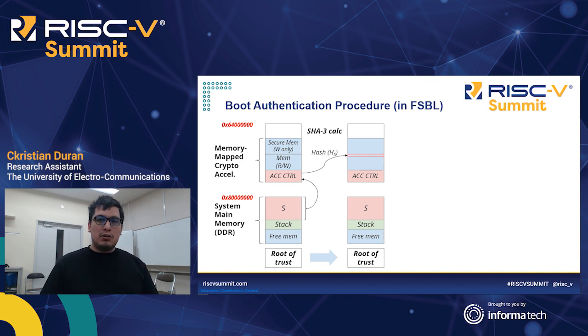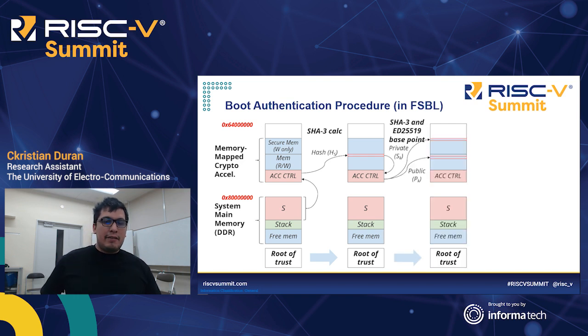So from here we can conclude how we do the boot authentication procedure, particularly in FSBL. The boot authentication is as follows: we push all the data of S into the SHA-3 accelerator, and remember the S is actually the BBL that we want to authenticate. So the SHA-3 will export the hashed version of this data into our public memory. After the hashing procedure, we use this hash as a seed for creating the private key and storing it in our write-only memory, the same write-only memory that we saw in the ED25519. The public key is then calculated using a combination of the ED25519 base point multiplier and the SHA-3 as well, and will output the public key into the public memory.